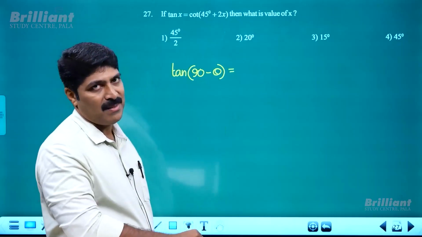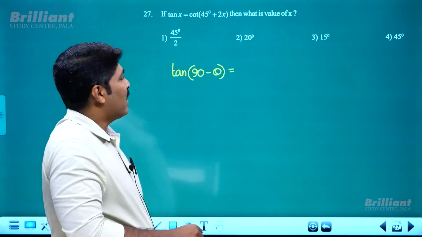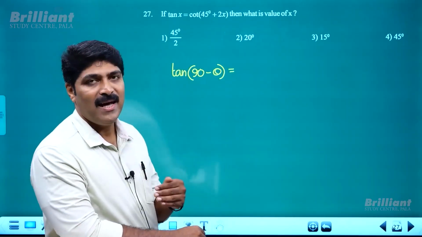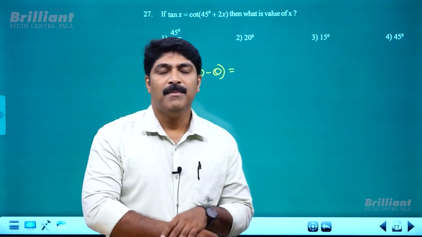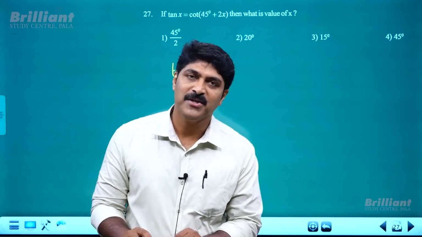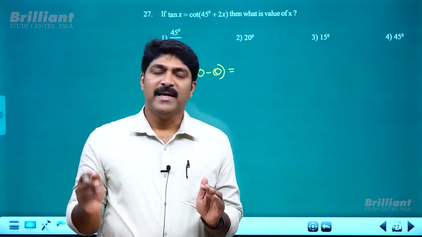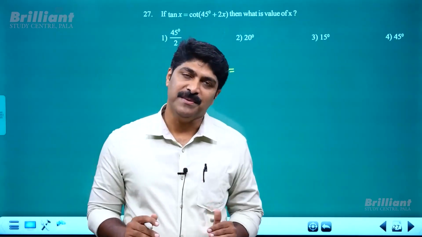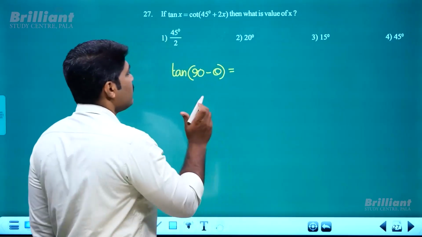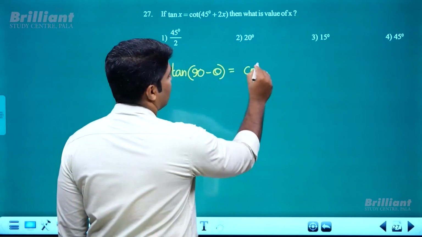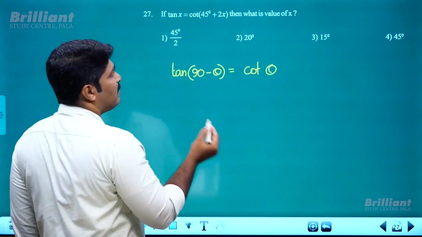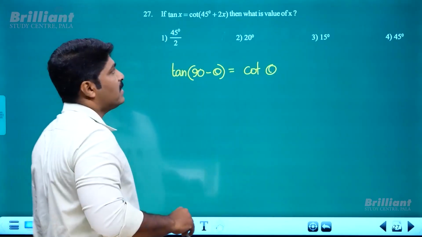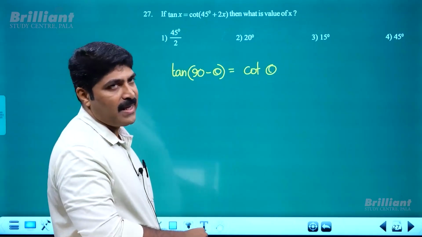Just recall the concept. It's a conversion in the form of allied angles. Allied angles in the sense we are connecting or comparing the given angles with respect to the basic angles like 90, 180, 270 and 360. Here, tan 90 minus theta is nothing but cot theta. Similarly, cot 90 minus theta is tan theta.